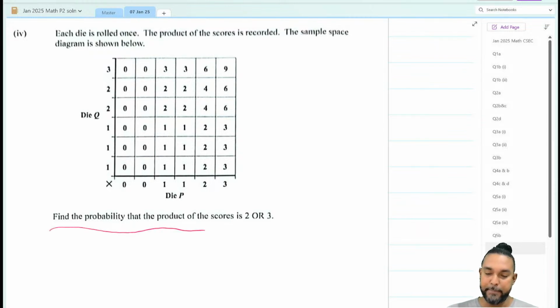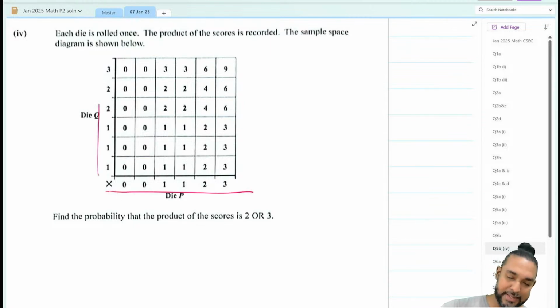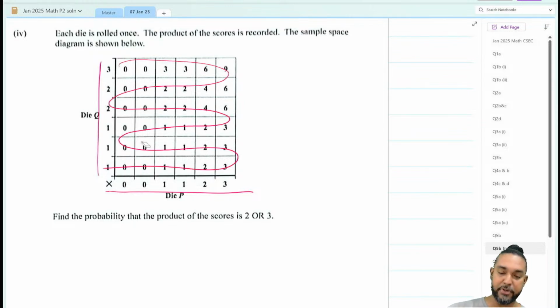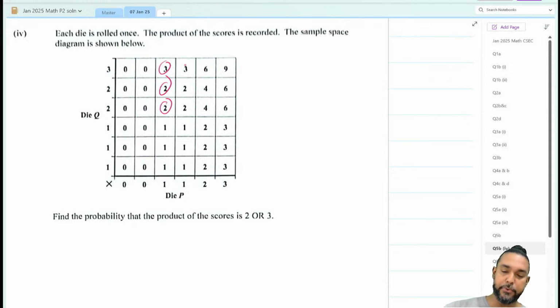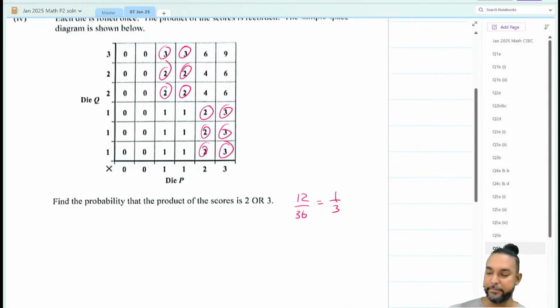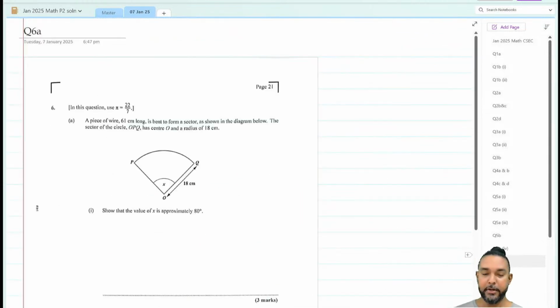Find the probability that the product of the scores is 2 or 3. Okay. Cool. Check this. You have 6 on the horizontal, 6 on the vertical. So therefore, 6 by 6 means you have a total of 36 possible outcomes. Out of those, you have 1, 2, 3, 4, 5, 6, 7, 8, 9, 10, 11, 12, which is either 2 or 3. So you're going to put 12 out of 36 and cancel it out to get 1/3. All right, simple as that. Boom. Right.